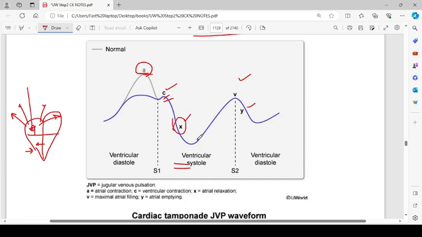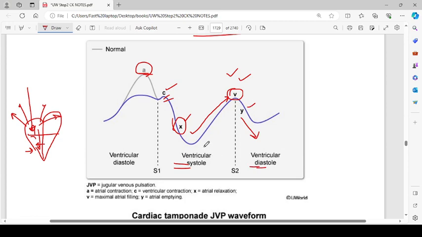And then slowly the blood starts entering, and the pressure in the atria starts rising up to a maximum, the V. So the V is the point just before the tricuspid valve opens. The maximum level of blood that is accumulated in the atrium before the tricuspid opens creates a V wave. Then the tricuspid valve opens and the blood moves passively into the ventricles. That gives us the Y descent, and that is happening due to the ventricular diastole.